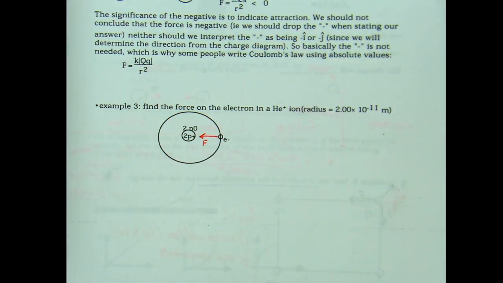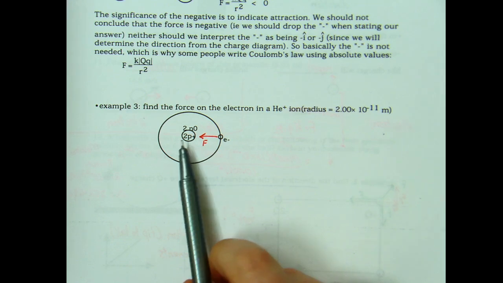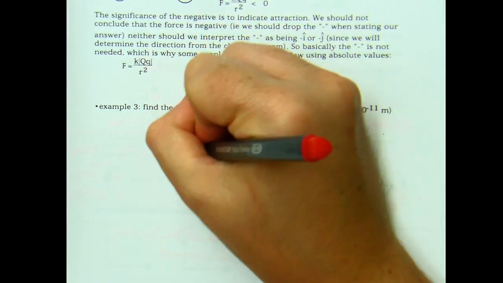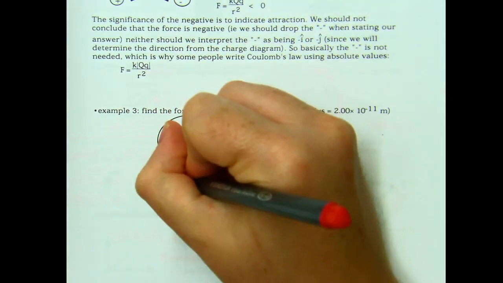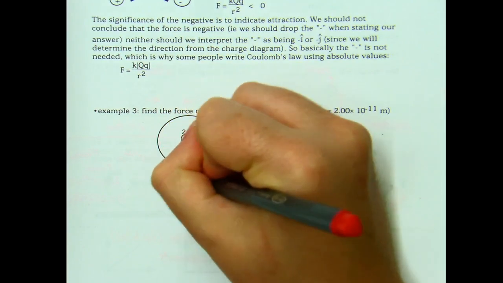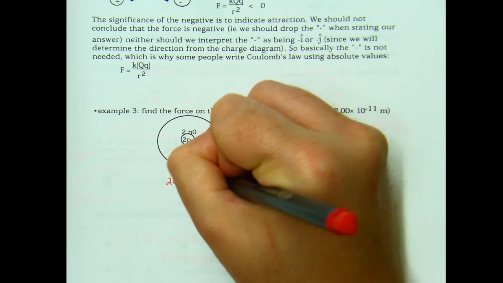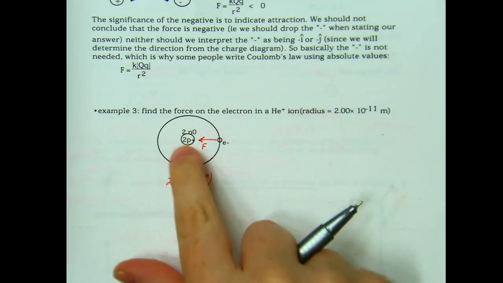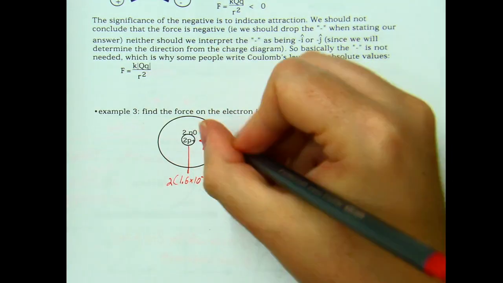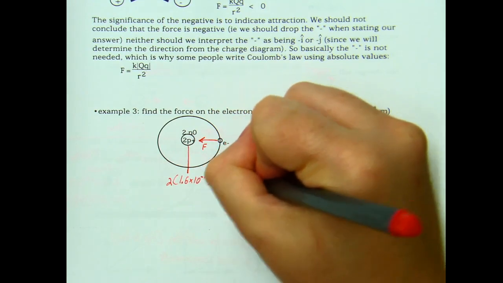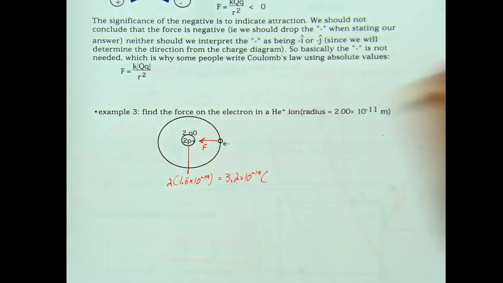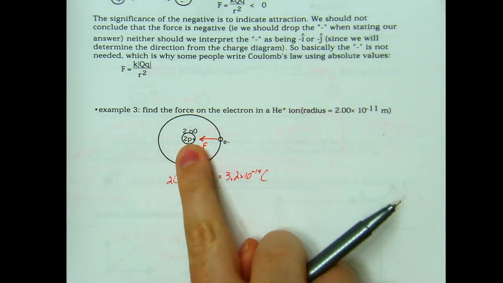So let's figure out what this is. This thing, the nucleus here, has two elementary charges, 1.6 times 10 to the negative 19. And so this nucleus has a total charge on it of 3.2 times 10 to the negative 19 coulombs. And so that's the charge we have to use there.